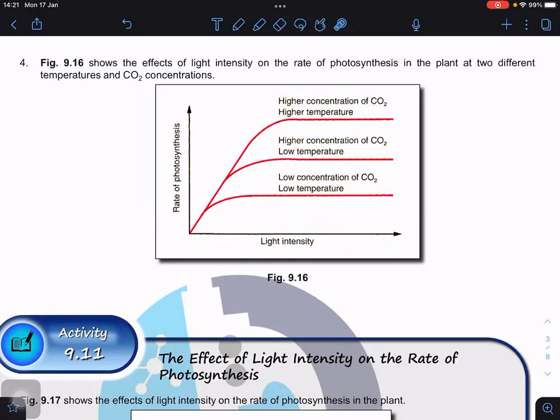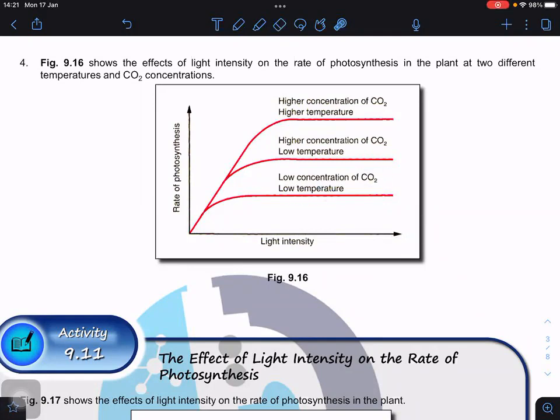You cannot change light intensity, and also change the CO2 concentration, and change the temperature every time. How would you know which one actually gives you the effect? Once you change one parameter, the remaining parameters you have to keep constant. The same goes with this experiment. What we change here is the light intensity. What remains constant will be the CO2 concentration and also the temperature.